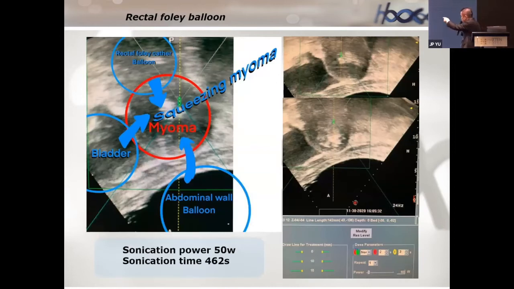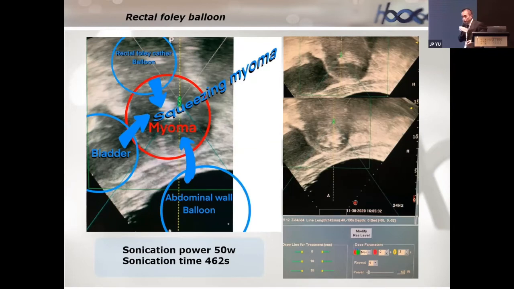This image is during HIFU therapy. And we can see the posterior rectal polyballoon and bladder, and the anterior abdominal water balloon. These three balloons are strongly squeezing.